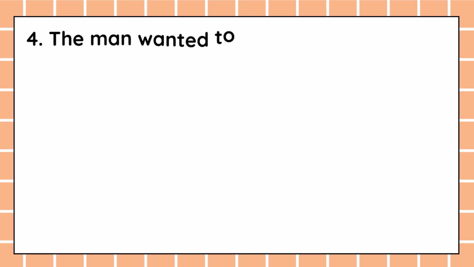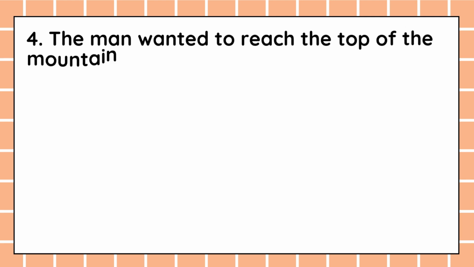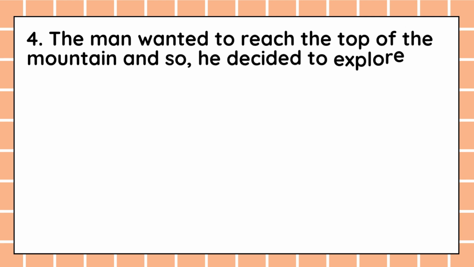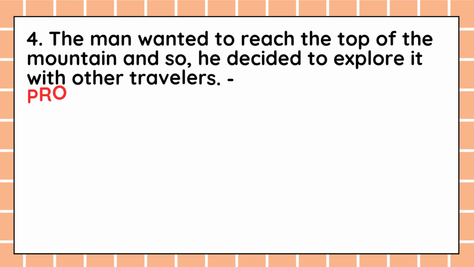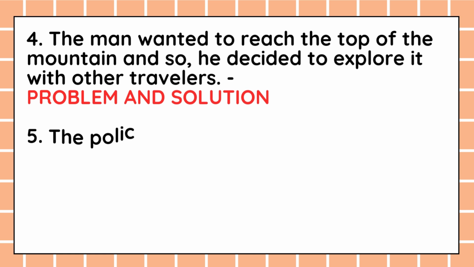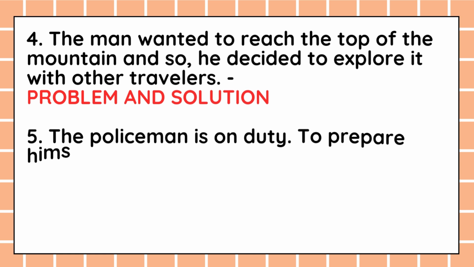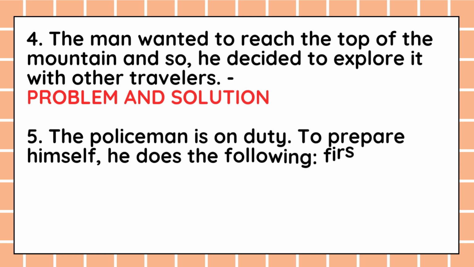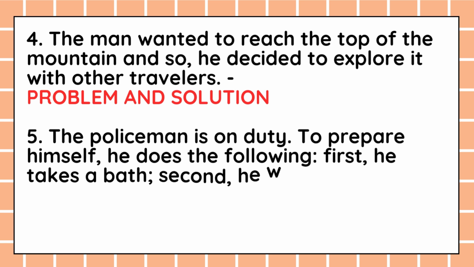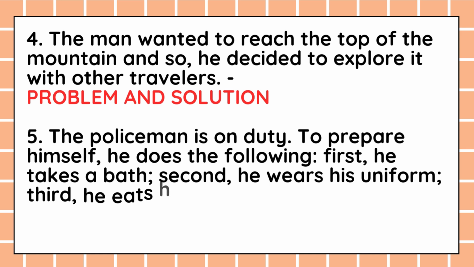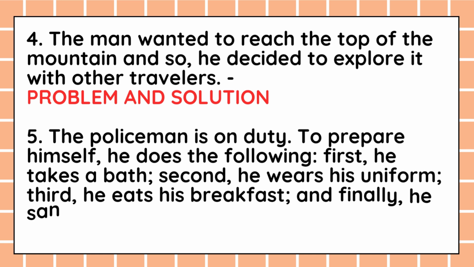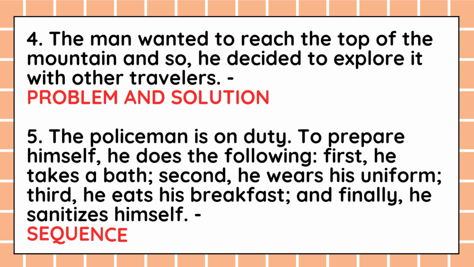4. The man wanted to reach the top of the mountain and so, he decided to explore it with other travelers. Answer. Problem and solution. 5. The policeman is on duty. To prepare himself, he does the following. First, he takes a bath. Second, he wears his uniform. Third, he eats his breakfast. And finally, he sanitizes himself. Answer. Sequence.